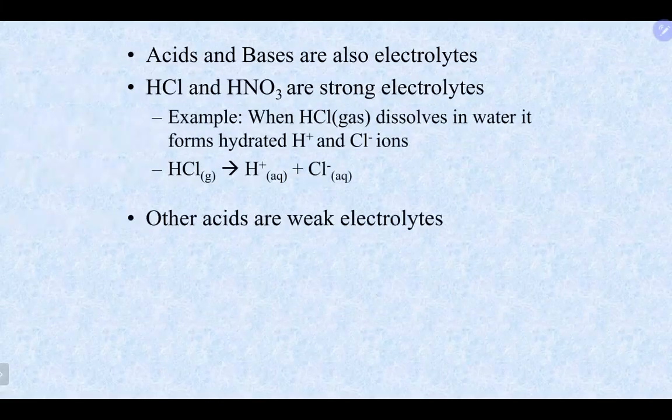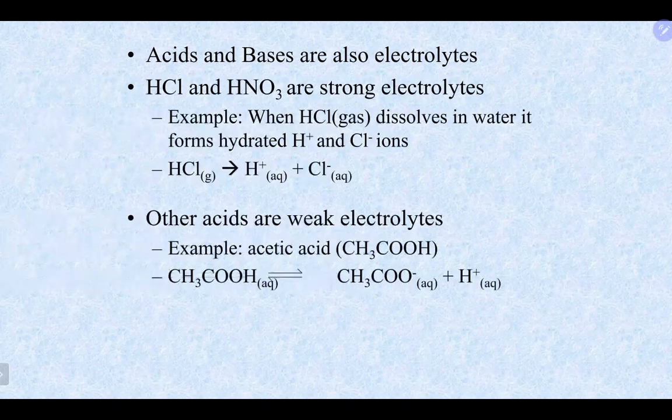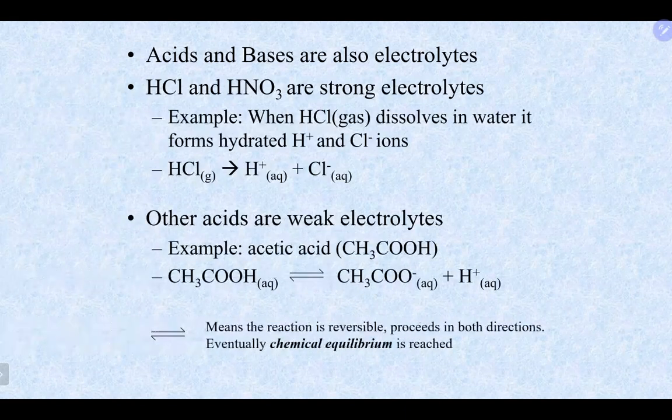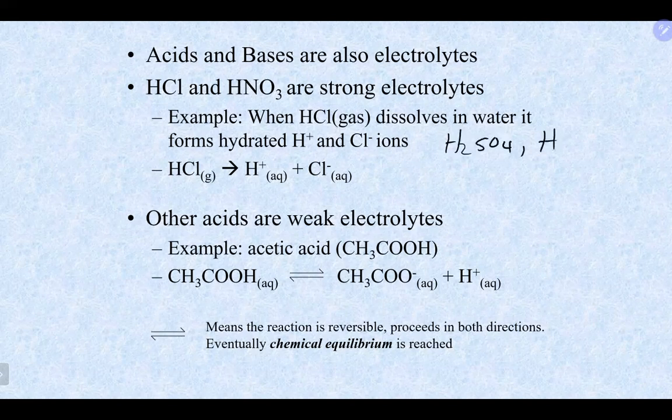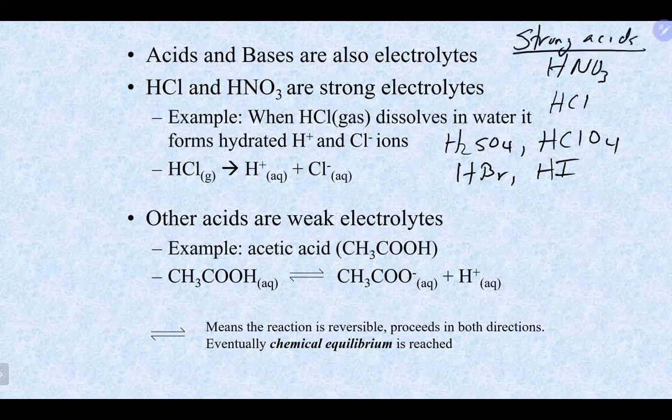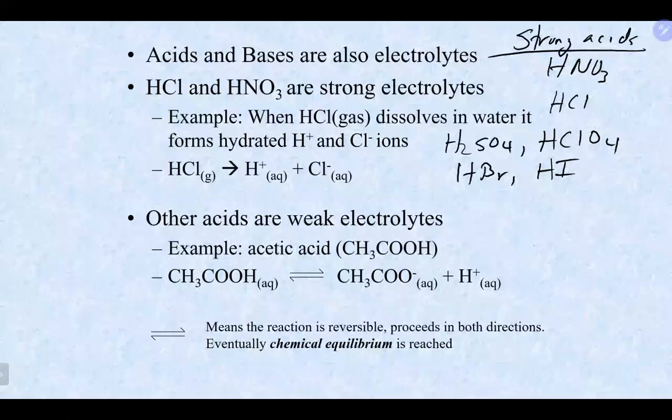So as we talked about before, acids are also electrolytes, and some strong acids like HCl, HNO3. Let's add to our lists here. H2SO4 is a strong acid. Perchloric acid is a strong acid. HBr is a strong acid. HI is a strong acid, along with the other two that are up there, HCl and HNO3. These are all strong acids, which means they are all strong electrolytes, and they will 100% break apart in solution.